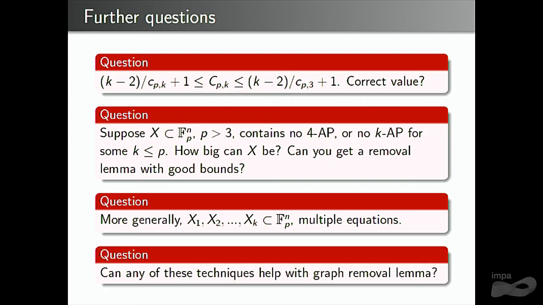Finally, can any of these techniques help with the graph removal lemma? One thing that we can say about this is in the triangle case for graphs, there's also the diamond-free lemma, which kind of corresponds to the multicolored sum-free problem. And we can show that if you can prove the diamond-free lemma with good bounds, then you can do a random sampling argument and get a removal lemma with good bounds. So maybe that's the way to proceed, but this still seems to be very difficult.